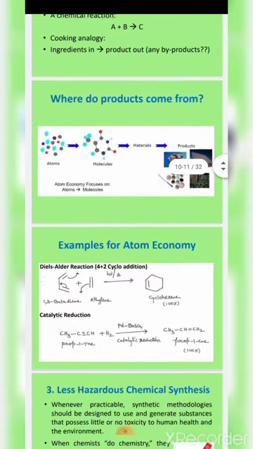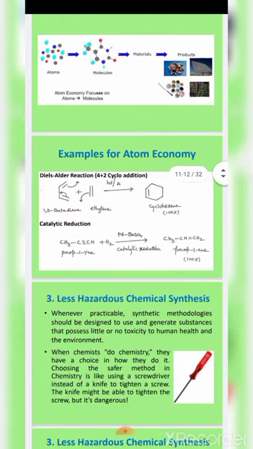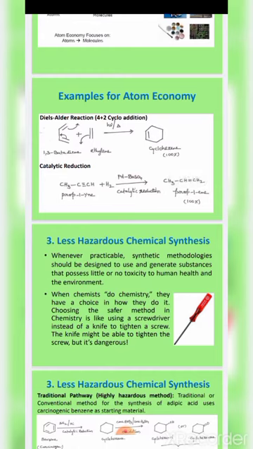When coming to examples of atom economy, here we can see the Diels-Alder reaction, a 4+2 cycloaddition. Here the reactants we are using are 1,3-butadiene and ethylene, and we obtain the product cyclohexene. And the second one is catalytic reduction. Here we are using propyne and, as catalyst, palladium on barium sulfate in a catalytic reduction, and we obtain the product propene. And the third one is less hazardous chemical synthesis.